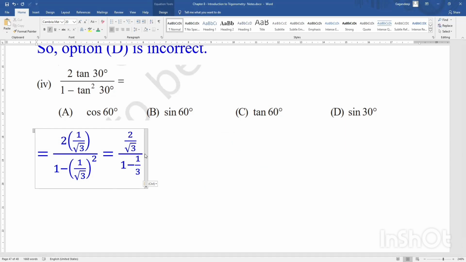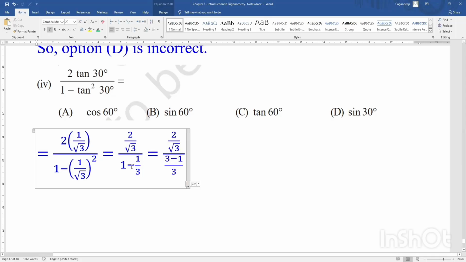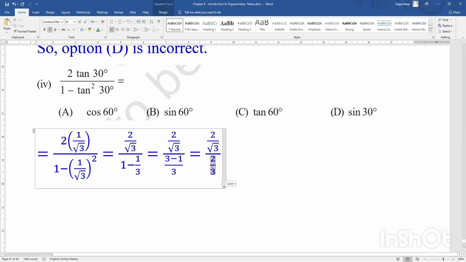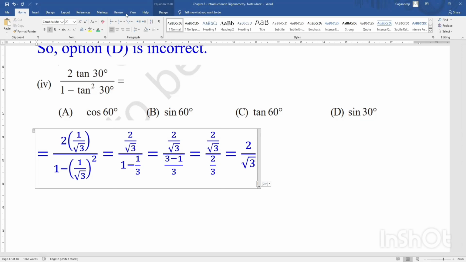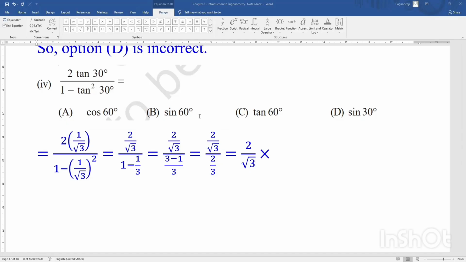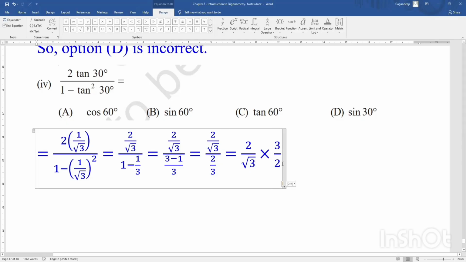So you get 2 by root 3, and 1 minus 1 by root 3 whole square will be 1 by 3. Then you can write it as 2 by root 3, and we can apply cross multiplication for the denominator, you get 3 minus 1 by 3, which is 2 by 3. Now you can write the numerator 2 by root 3 into the reciprocal of the denominator, which is 3 by 2.